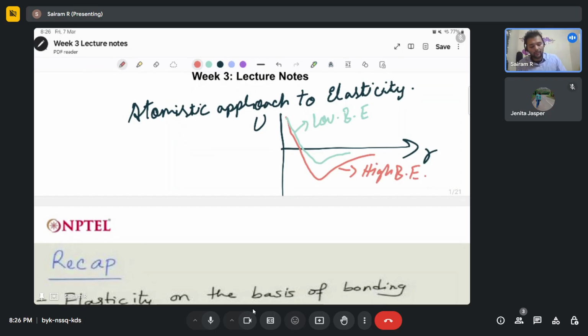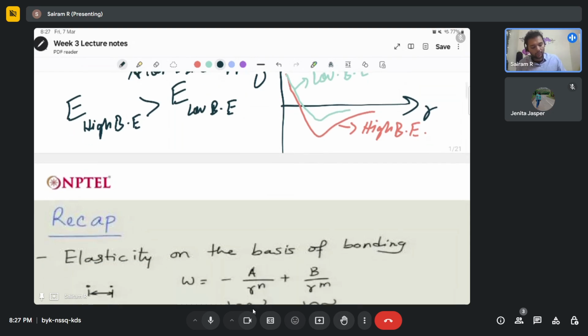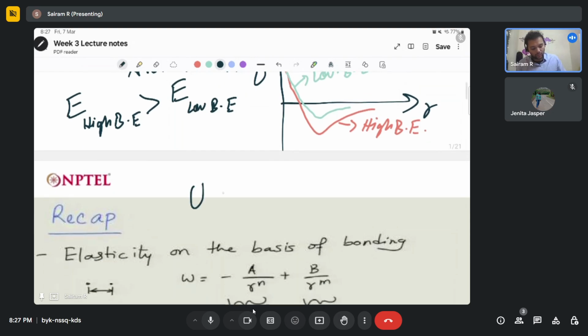We know from the class that the elastic moduli for high bond energy material is going to be higher than the elastic moduli for low bond energy material. We saw the formula behind it where the potential energy U can be written with one term that corresponds to the force of attraction, and another that corresponds to repulsion.